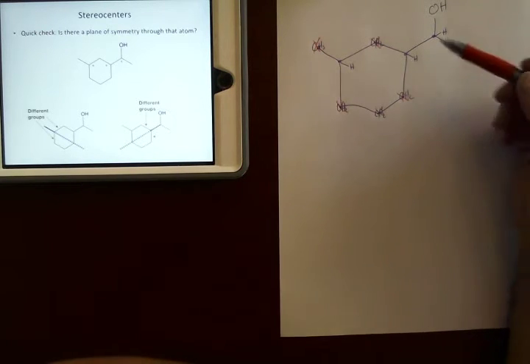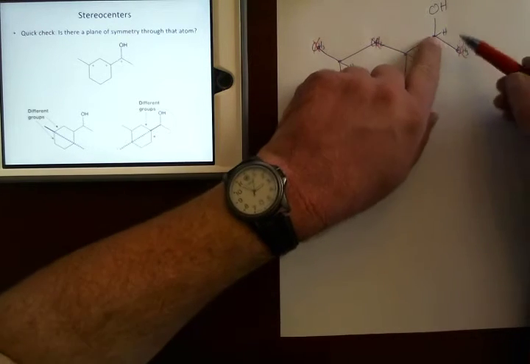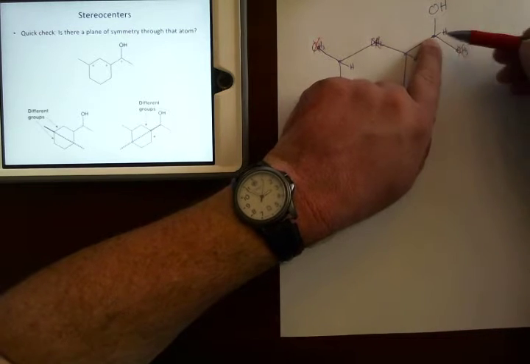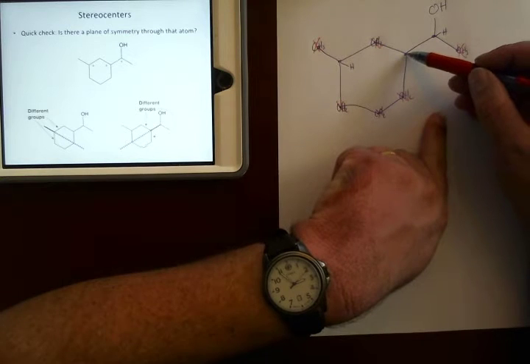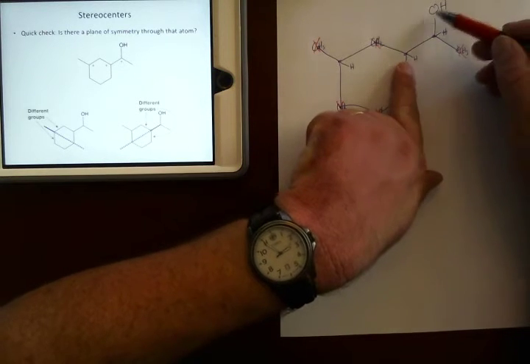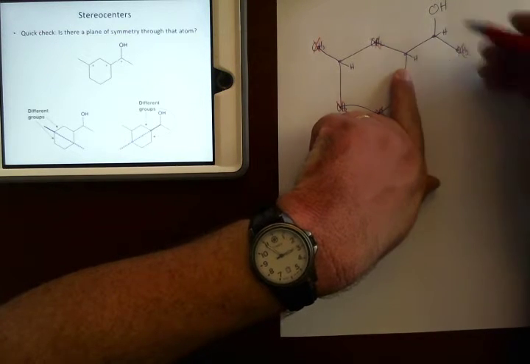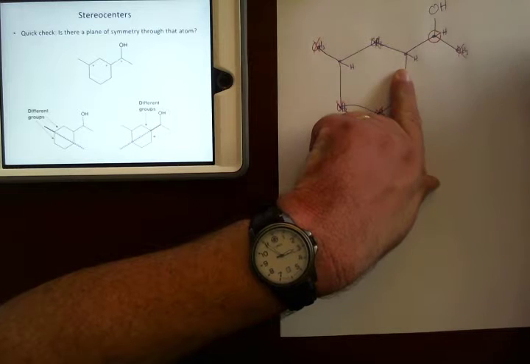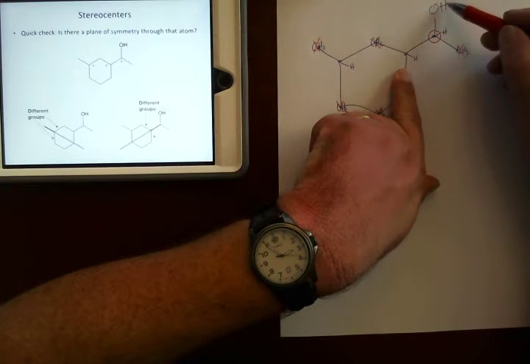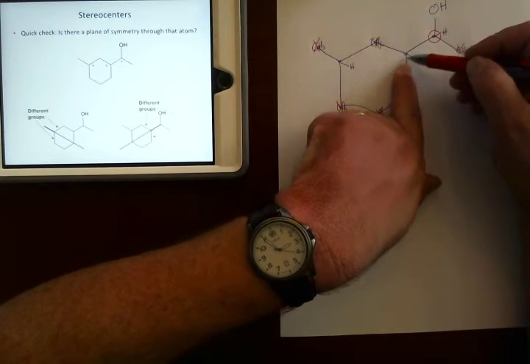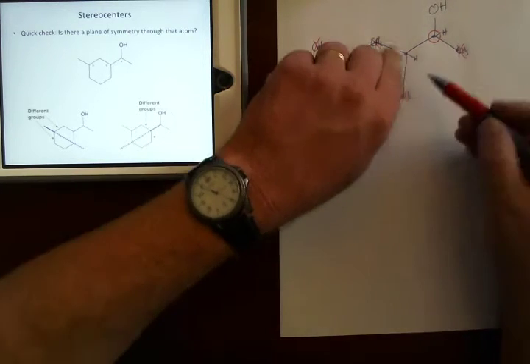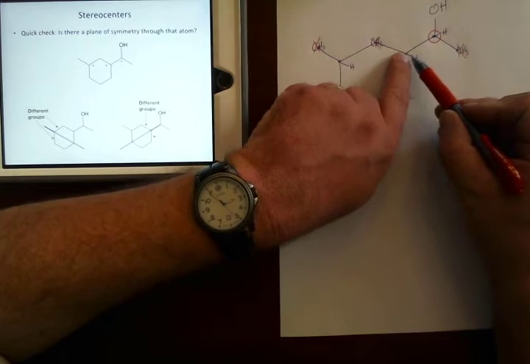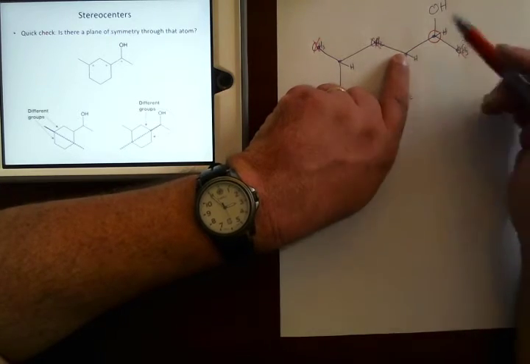So now we need to look at these remaining ones. Take a look at, say, this one here. We have a CH3, a hydrogen, an OH, and a CH. Well, those are all different, so that makes that one a chiral center. There's an OH group, an H, a CH3, and a CH. All of those are different, okay? So that's good.